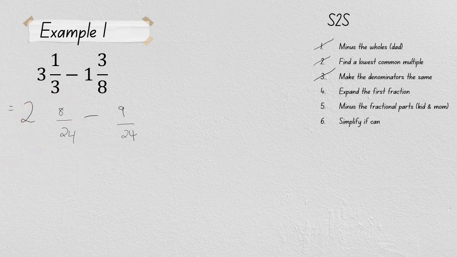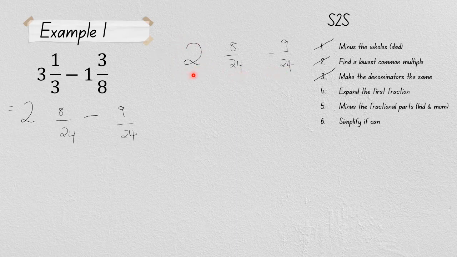Now, I'm gonna take these 2 wholes and just write it over here. So we have our 2 wholes right here, and we have our 8 out of 24, and then we have our 9 out of 24. Now, we talked about subtracting a mixed number with a whole by the end of our lesson previously, where we need to take the denominators as the fractional parts of the wholes.